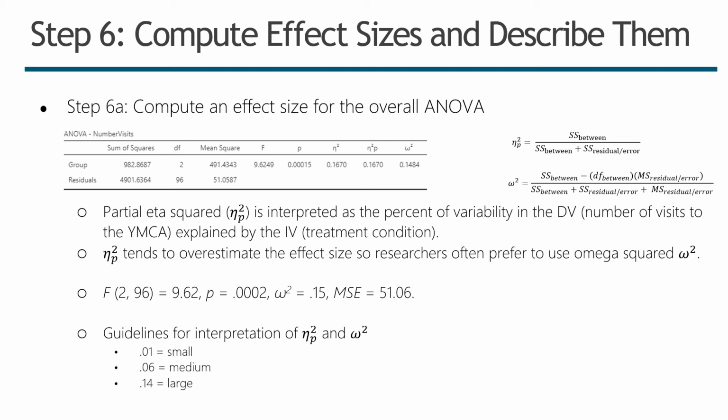Now, our guidelines for interpreting eta squared and omega squared are identical. Around 0.01 is small, around 0.06 is medium, and around 0.14 is large. So our omega squared for this study is 0.15, which is a large effect. So if I put this into our APA style summary statement, people put it right before the mean square error there. So we have a large effect. That tells us that overall, which group you're in has a big effect on the number of times you went to the gym.